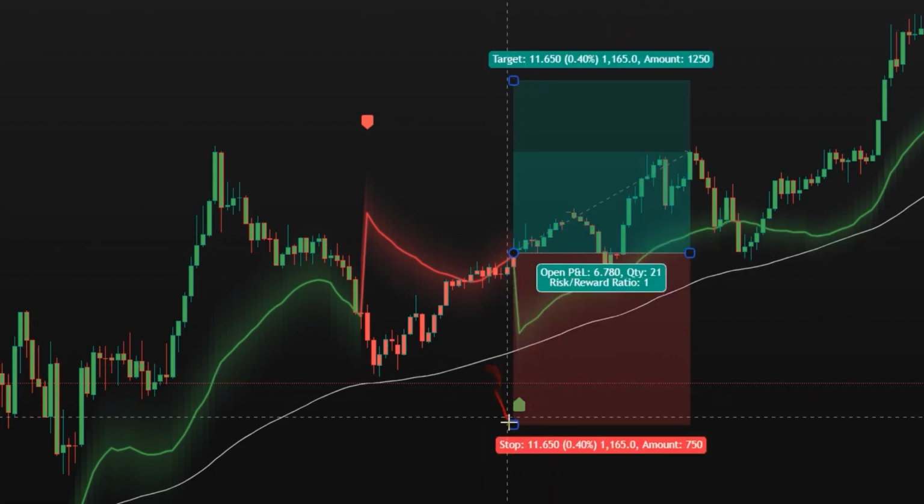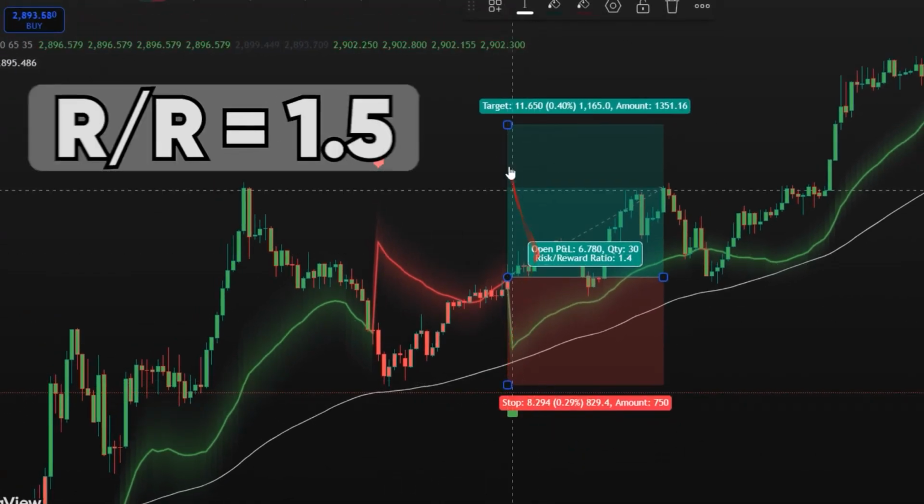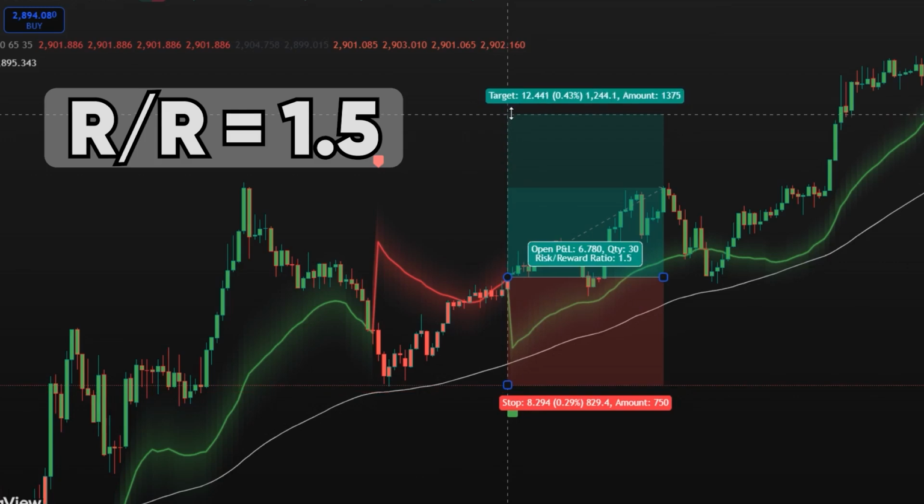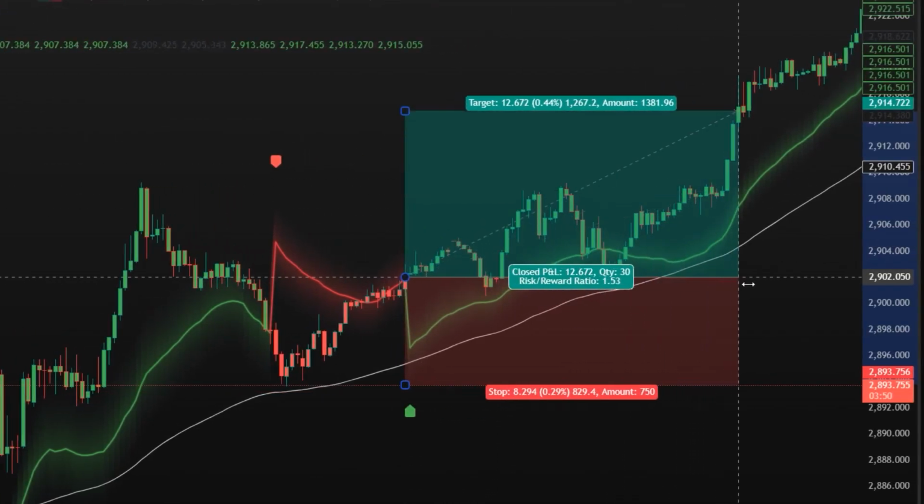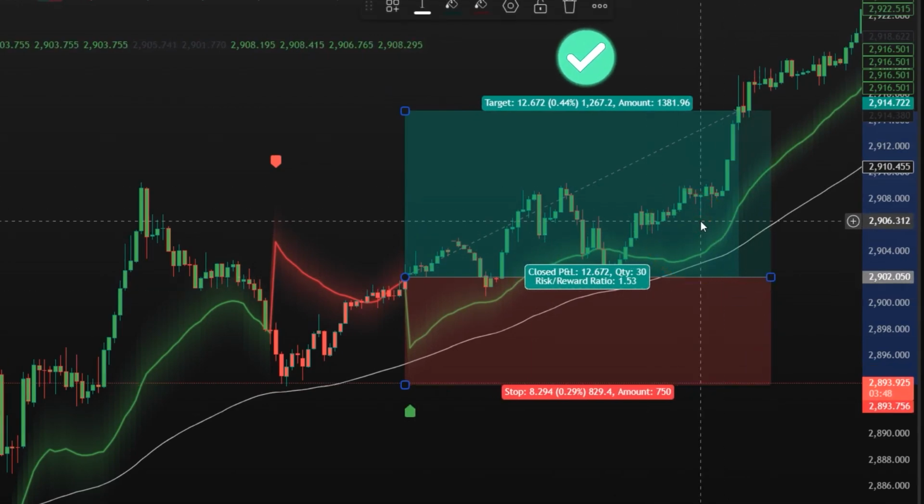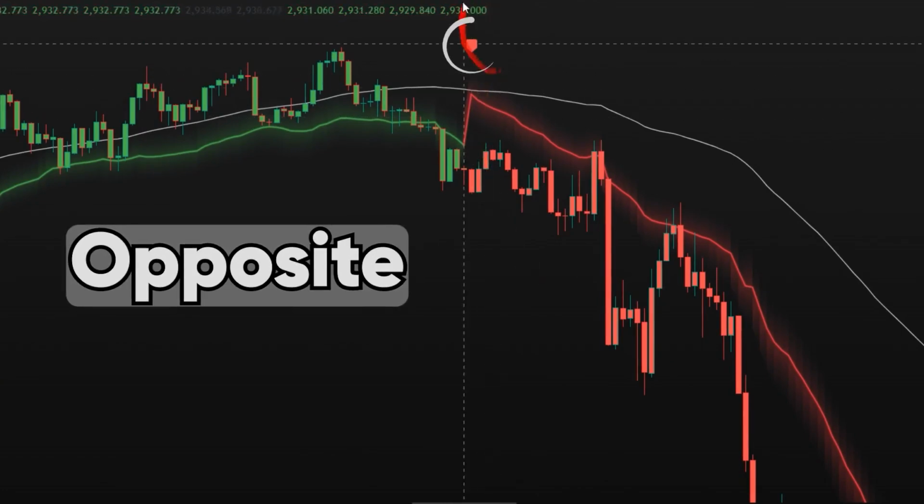Now set your stop loss a little below the last swing low, and for your take profit, consider a risk to reward ratio of 1 to 1.5. Now wait for the trade to close with a profit. For a sell trade, do the opposite of a buy trade.